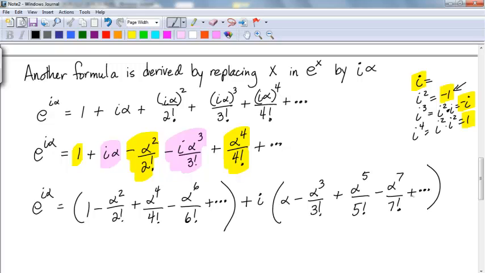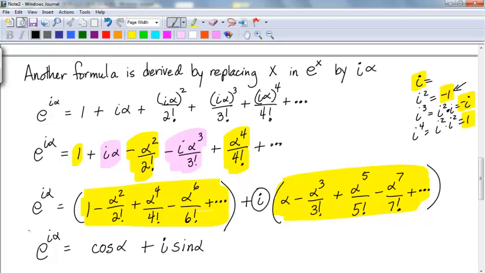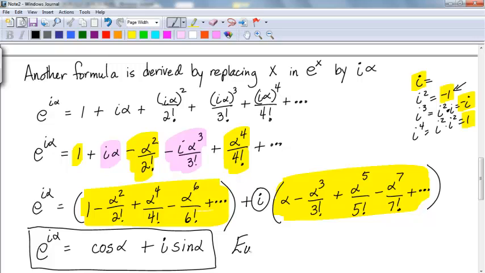Now, if you go back and look at your notes, go back up above, what does this look like in your notes? That should look like cosine. So you have e to the i alpha equals cosine of alpha plus, then if you go back and look at your notes, what's this one look like? Sine. You still have this i in front. i sine of alpha. And this is a famous formula in math called Euler's formula.